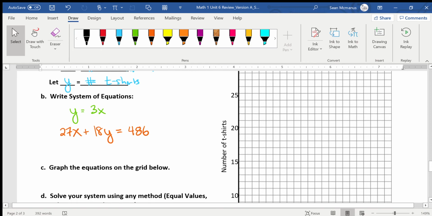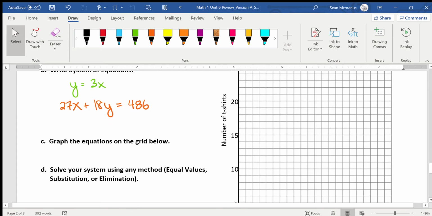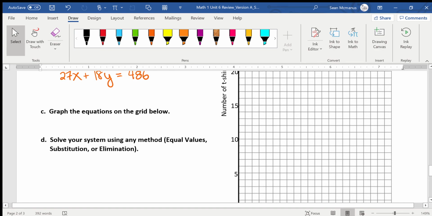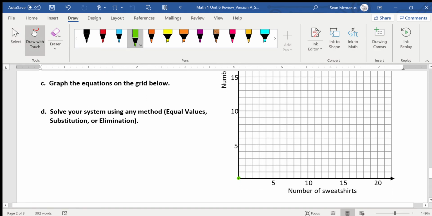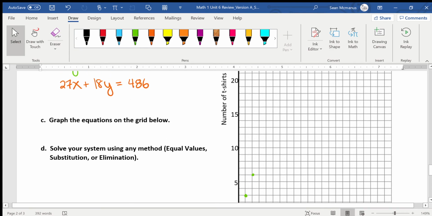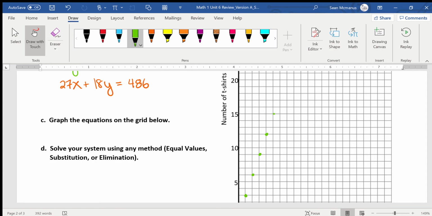I think we wrote our system of equations, so now we want to graph it. Let's graph the first one, because that's easy. Y equals 3x plus 0. So I know my y-intercept is 0, and then I check my scale. These all go by 1s, that's good. So I'm going to go up 3 over 1, up 3 over 1. Something like that.